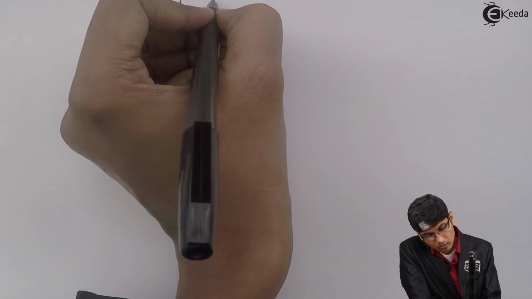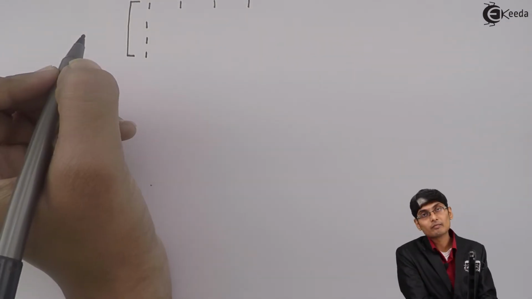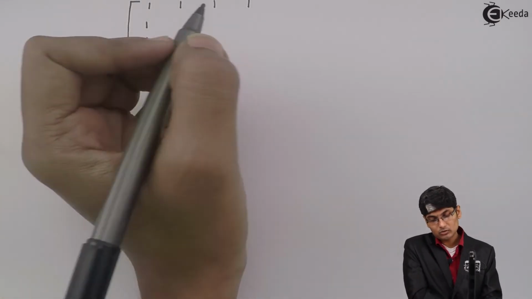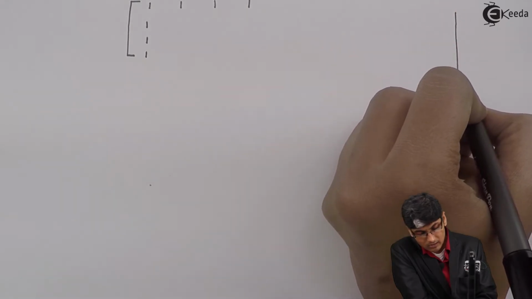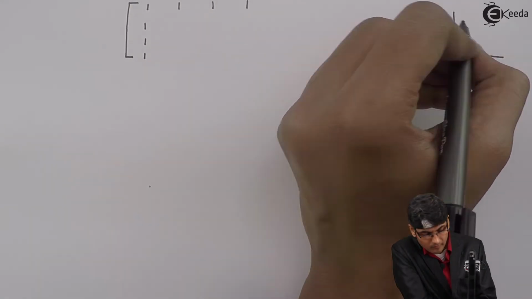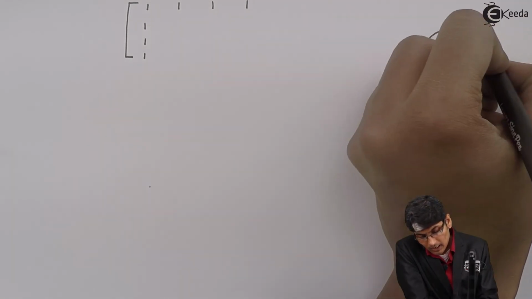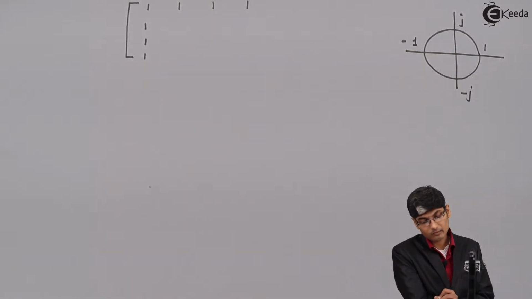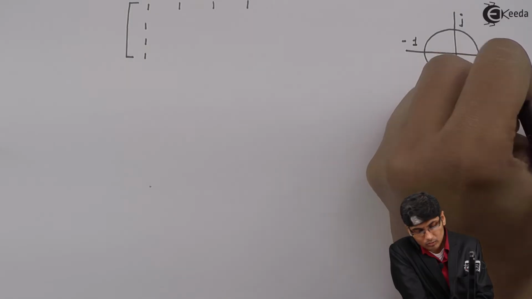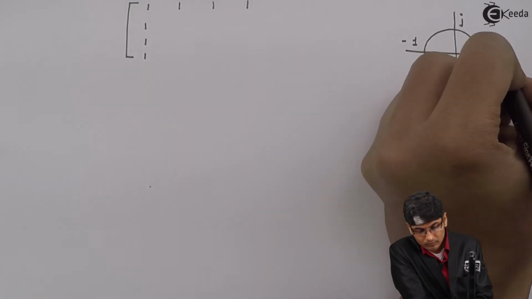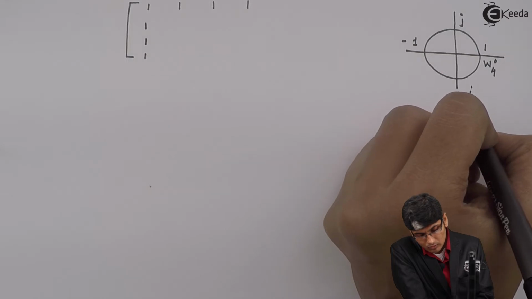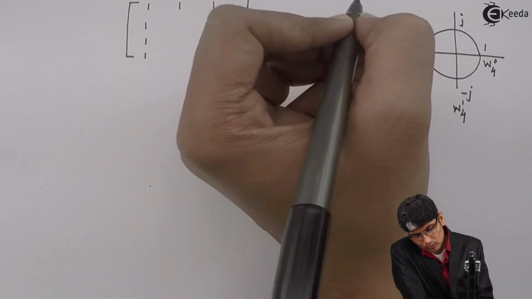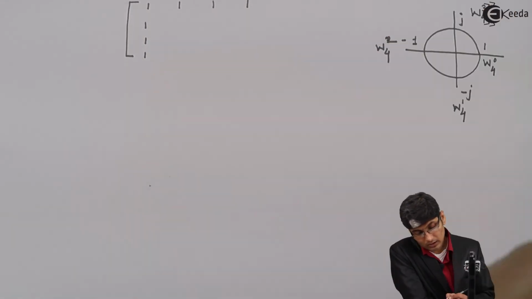e raised to zero will be all ones, and e raised to I want pi by 2. So it's better that we will make a circle. Okay, on this circle I have this as plus 1, this as minus 1, this as j, and this as minus j. Okay, so I go like this, w4 raised to 0, w4 raised to 1, this will be w4 raised to 2, and this will be w4 raised to 3.